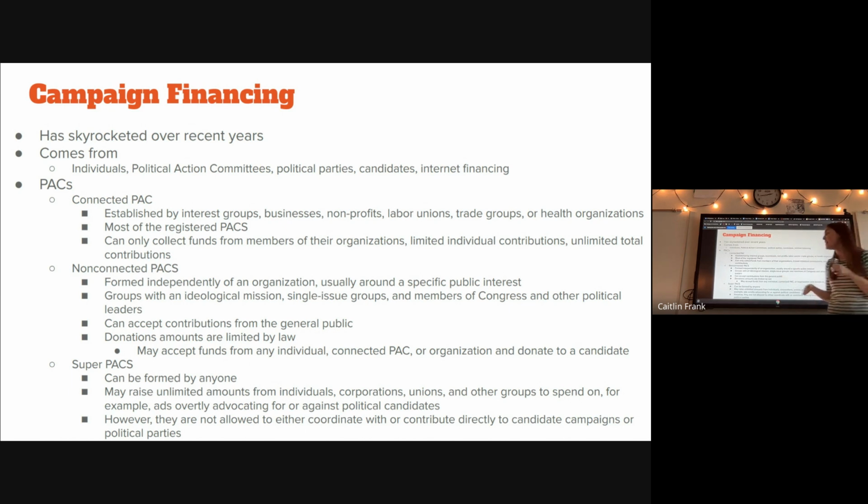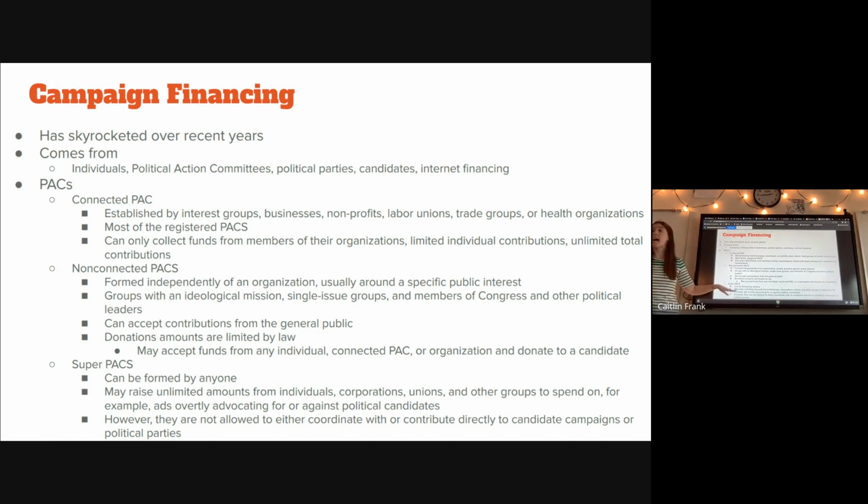Non-connected PACs, this is where they're not a part of any official group. They're coming together independently of an organization to support a candidate, which is a lot more open-ended for people to be included in a non-connected PAC because there's no stipulation that you have to be a member of anything. So because of that, they have strict donation amounts that are limited because so many more people can join it. The total amount donated is limited as well. And that's in hard money as well.